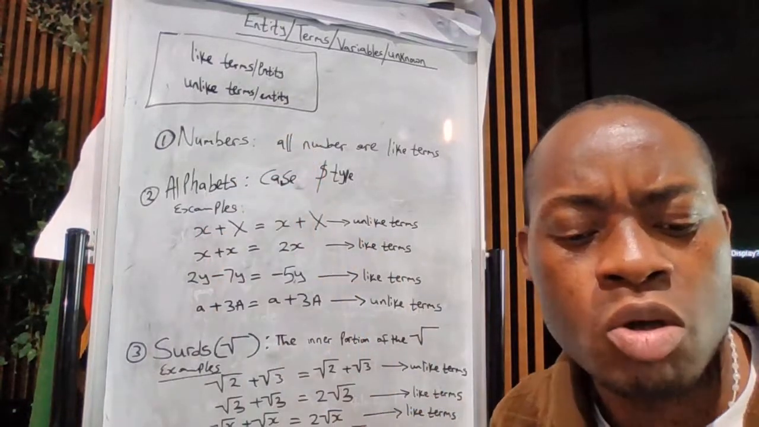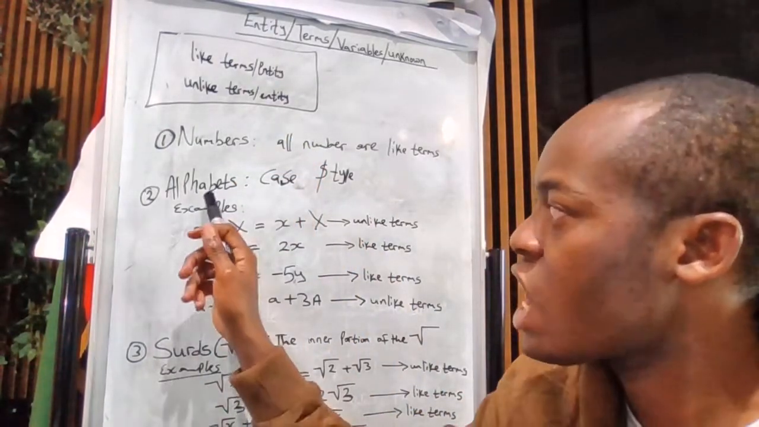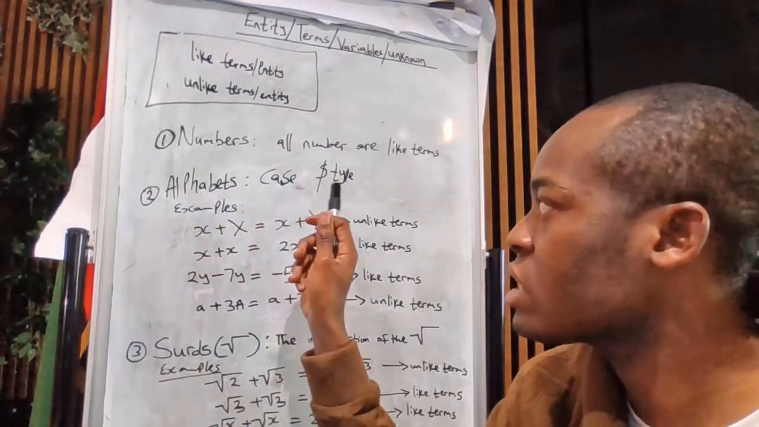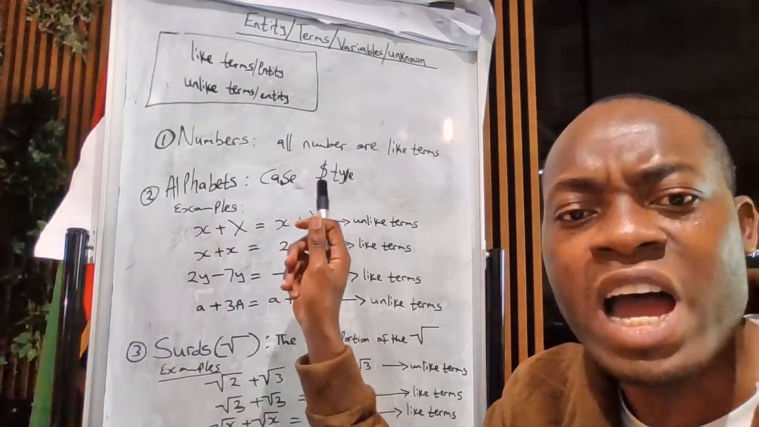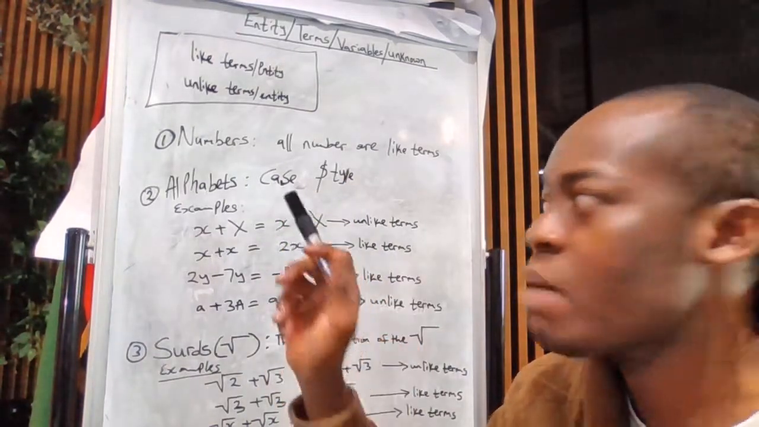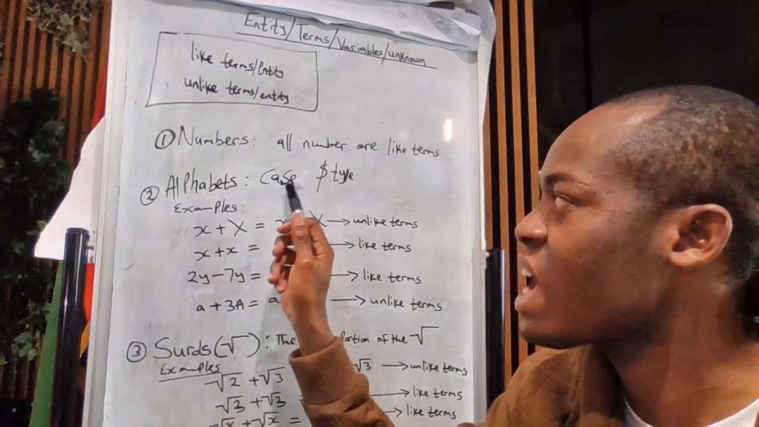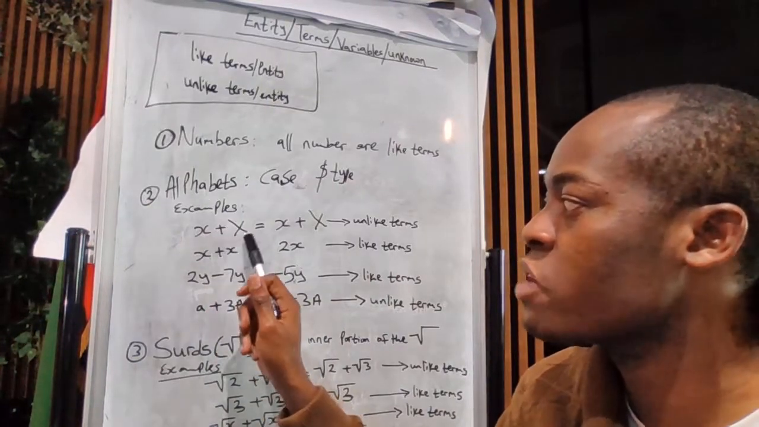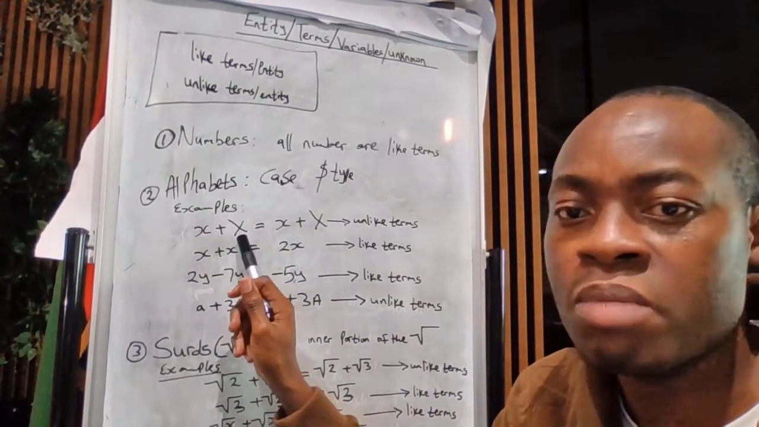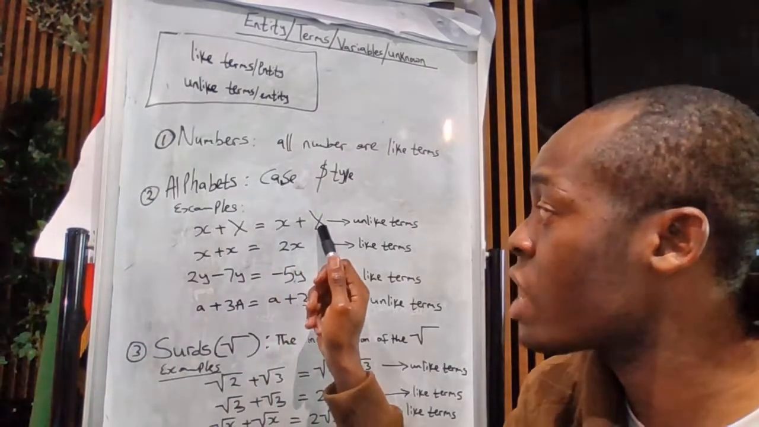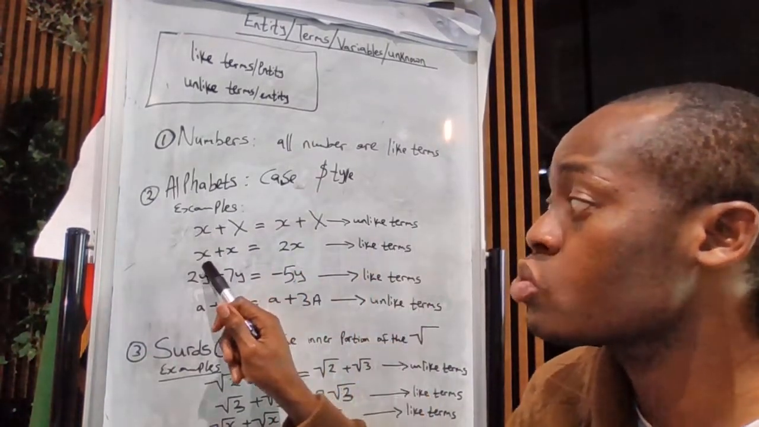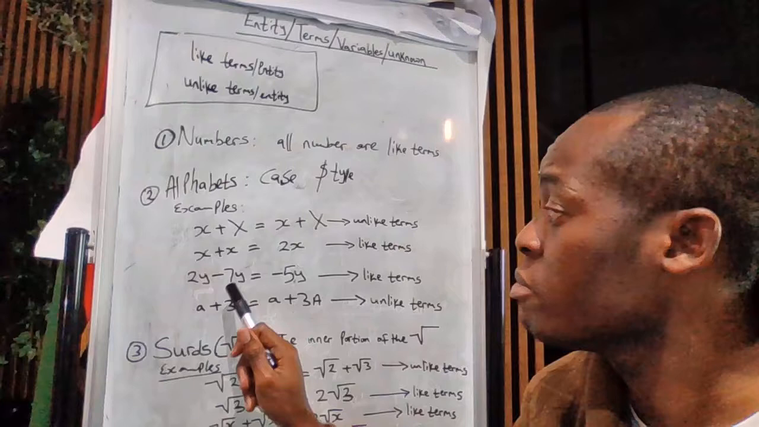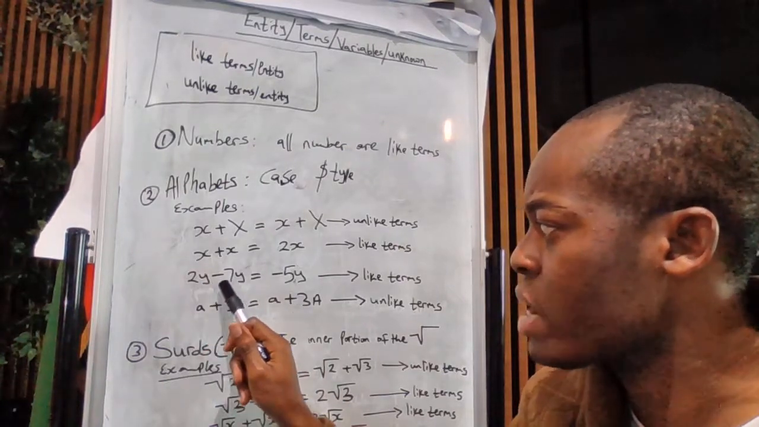Then the other aspect of like terms and unlike terms we'll be looking at is the alphabet. Under alphabet we have case and type. So if entities are like terms, that means they must have the same what? Case and type. For example, small letter x and small letter y, they are different. So you cannot add them, you cannot subtract them. Their answer will still remain as x plus y. That is, they are unlike terms. Same thing goes with small letter x and small letter x. They look alike. They are what? Like terms.